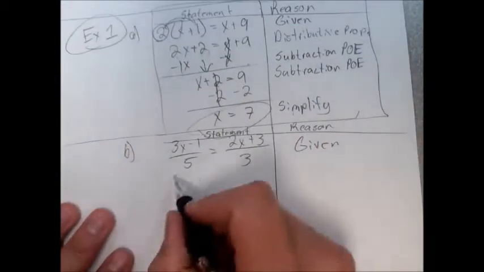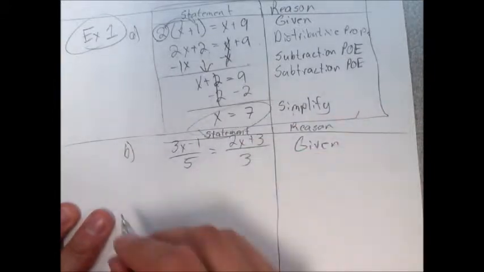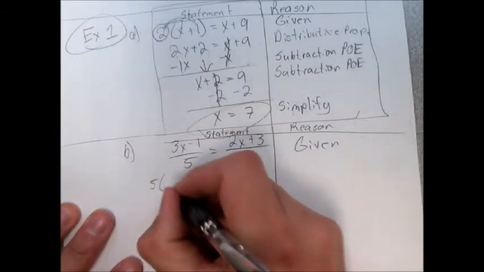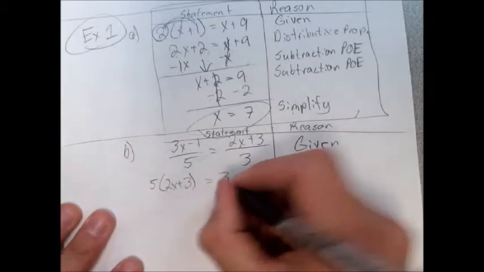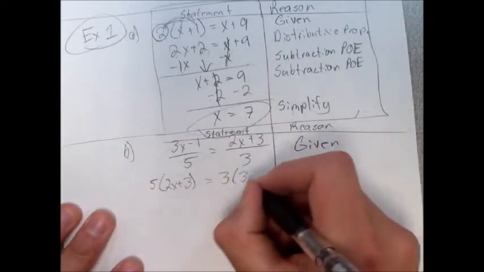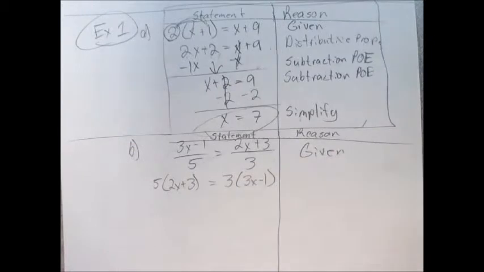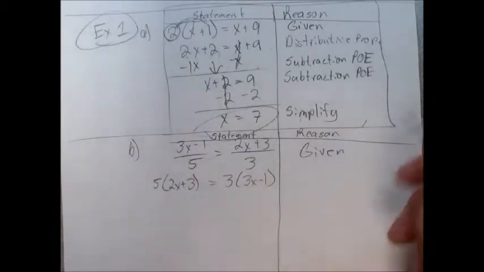So what we're doing, I'm just going to rewrite it. It's 5 multiplied by (2x plus 3) in parentheses, and then 3 multiplied by (3x minus 1) in parentheses. So I have a new thing. Now what property allows me to do that? I hate to give it an improper name because I don't remember the actual name of it, but we're just going to call it the cross product property of equality.